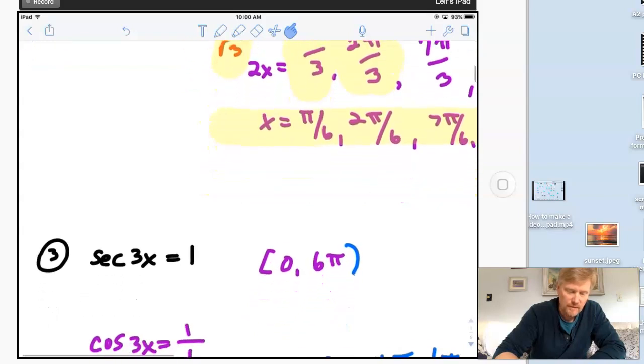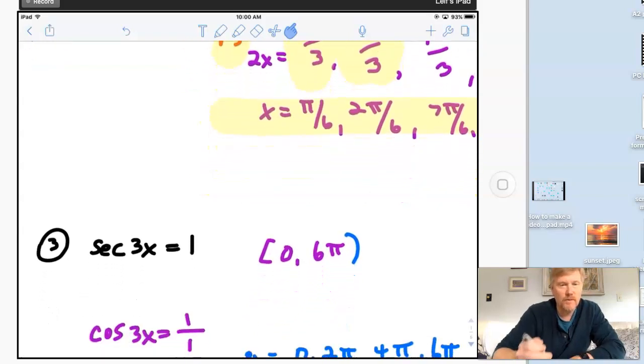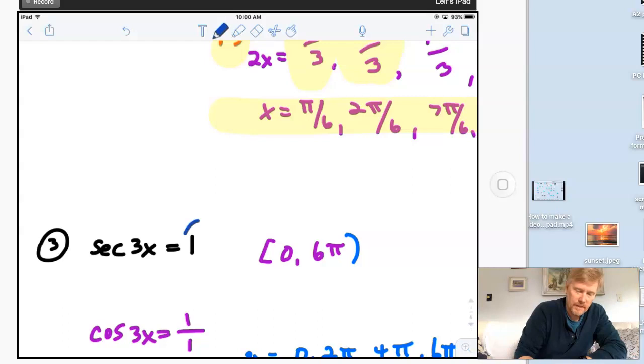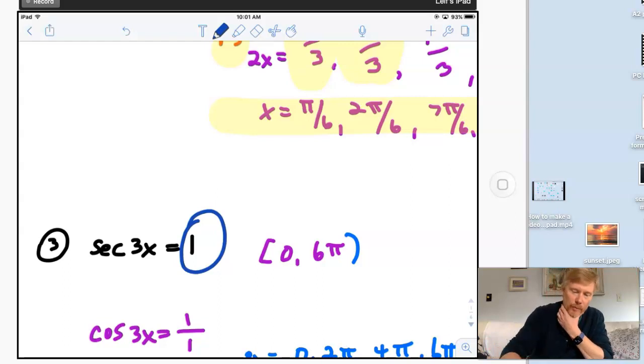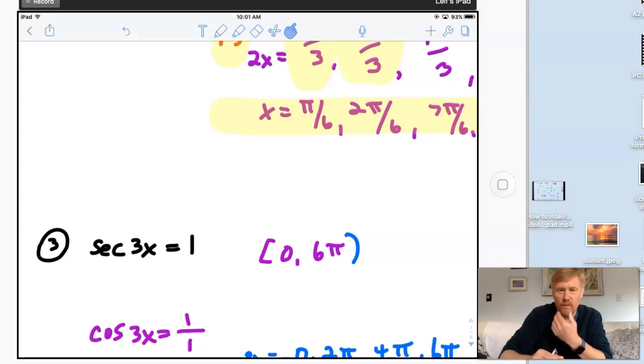So the inverse of the secant is the cosine, right? So I could flip the 1 upside down to turn this into a cosine problem, because cosine is much easier to work with than secant. So if I flip 1 over 1 upside down, I get the same thing, 1 over 1. All right. So I'm looking for the cosine of what gives me 1.